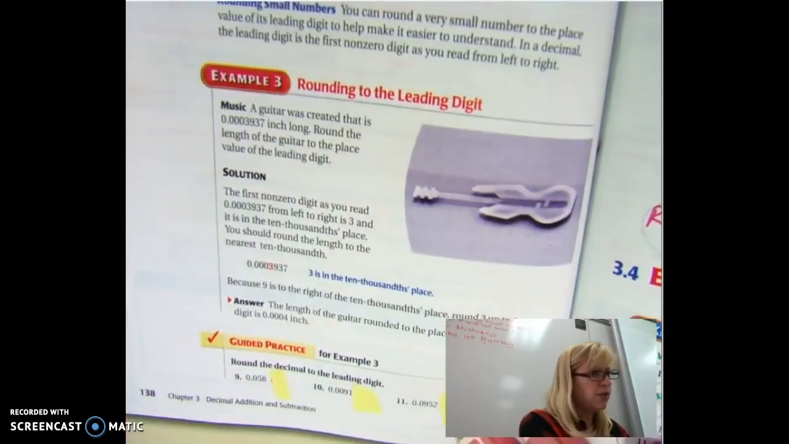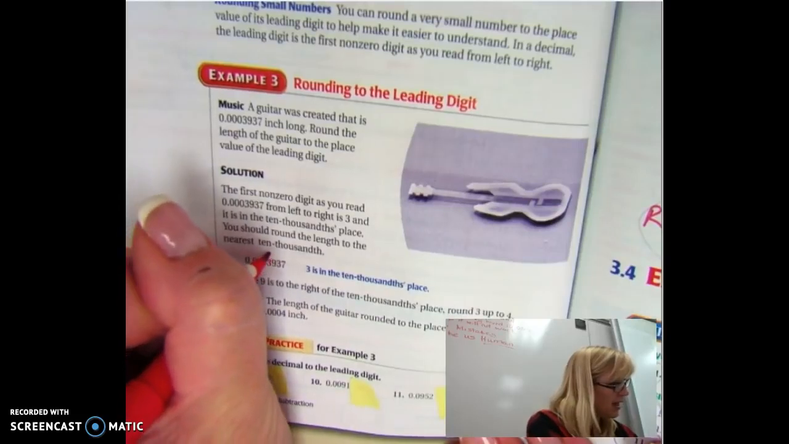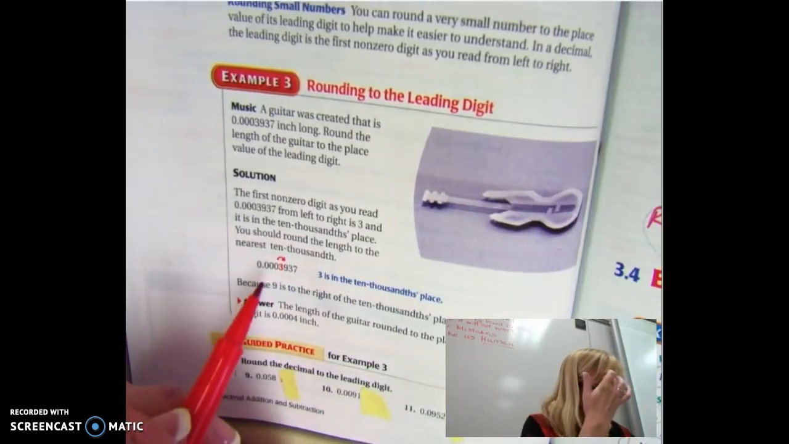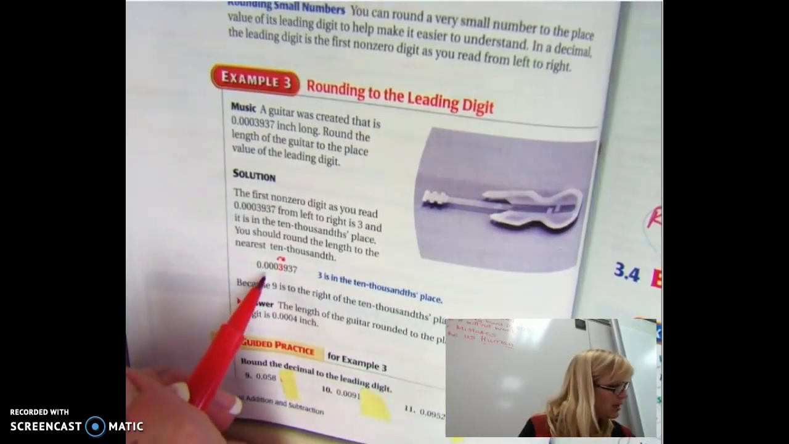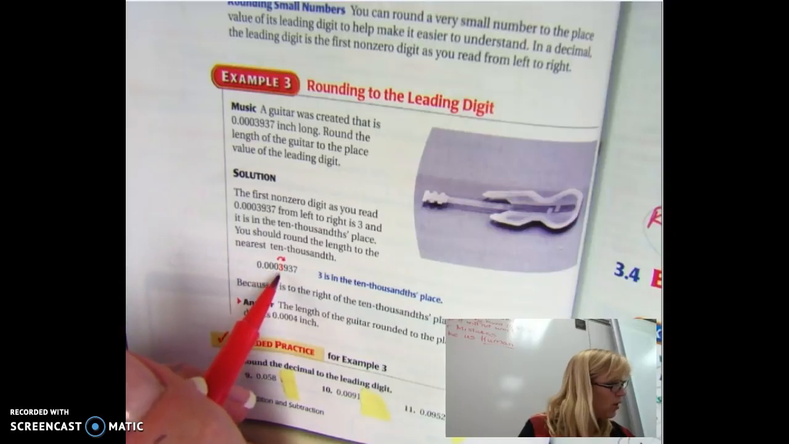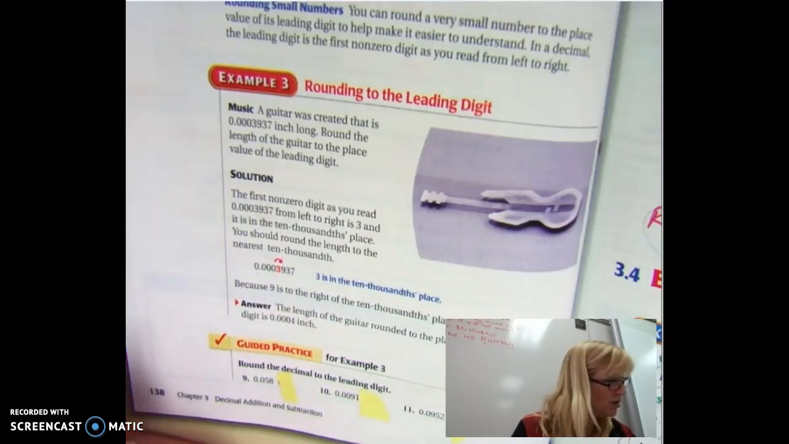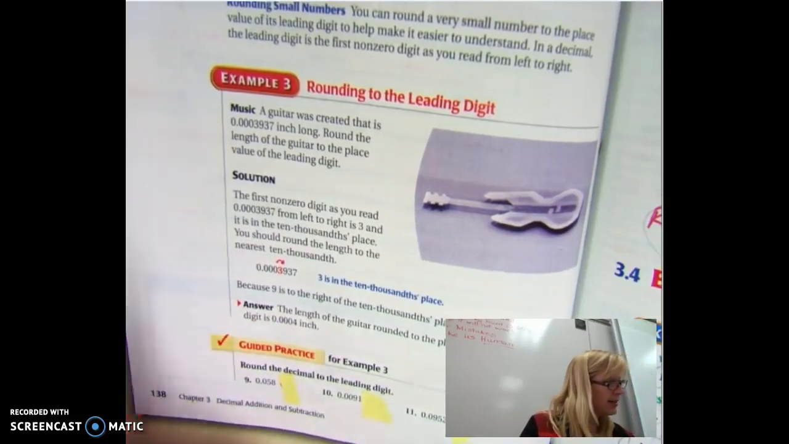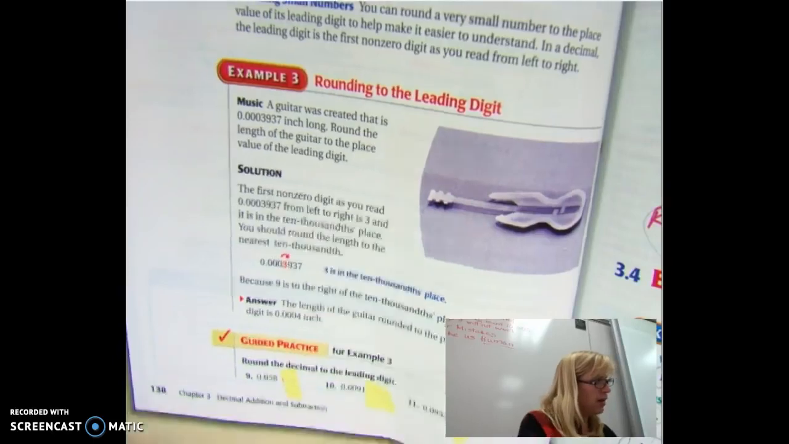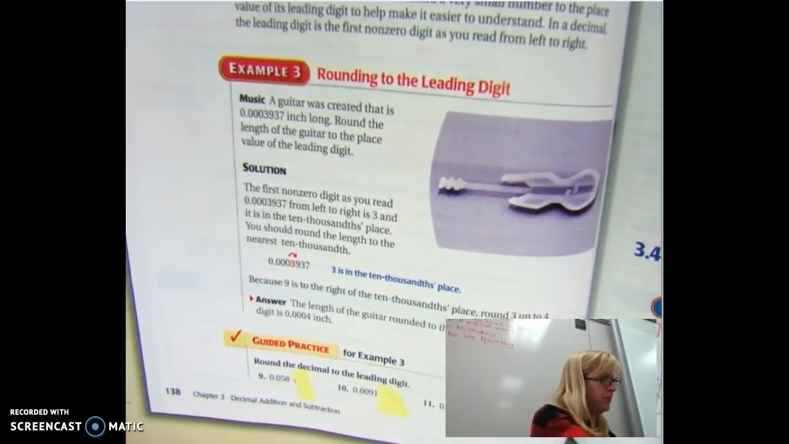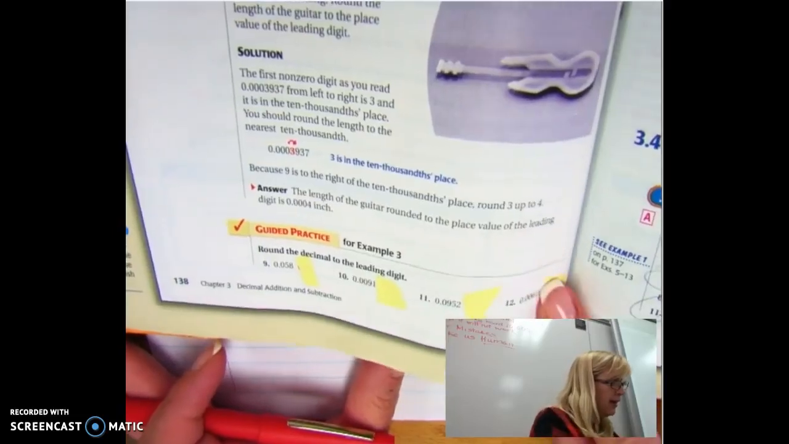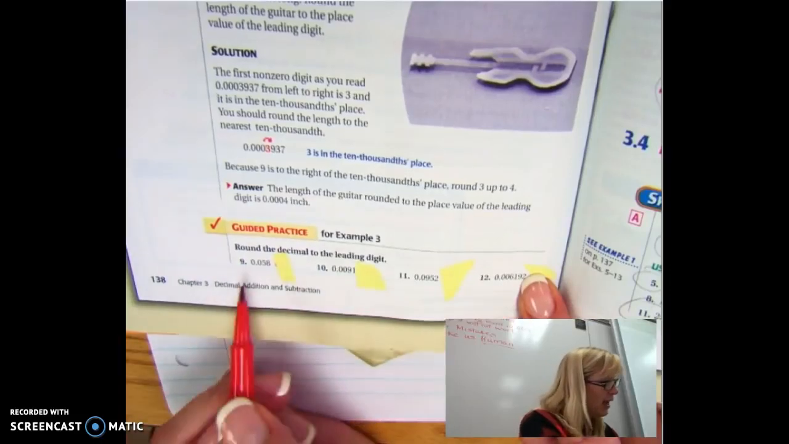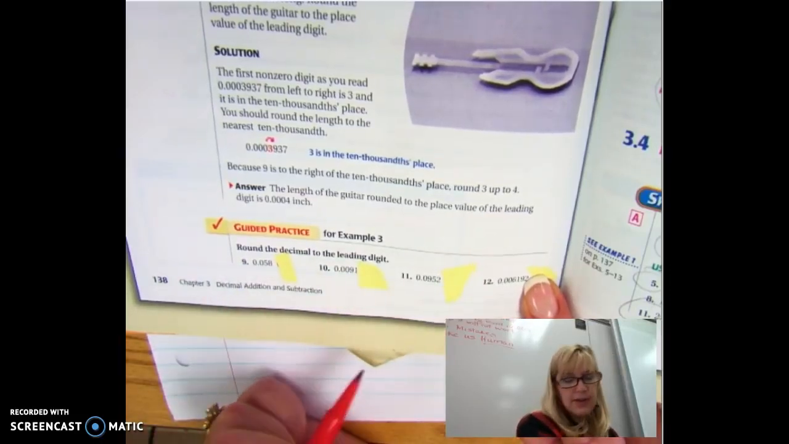So what we would do is look at that 3 and go to that next number, which is the 9. So if we rounded to the leading digit here, it would be 0.0004, which is like 4/10,000ths. The 9 causes the 3 to round up to the 4. So why don't you try number 9, 10, 11, and 12. You'll notice I put little stickers over there. And you're supposed to round the decimal to the leading digit.